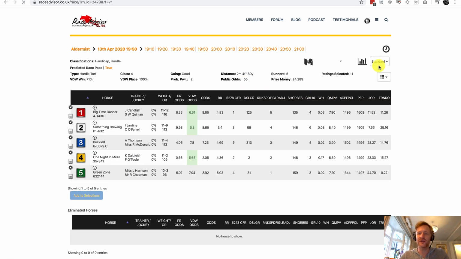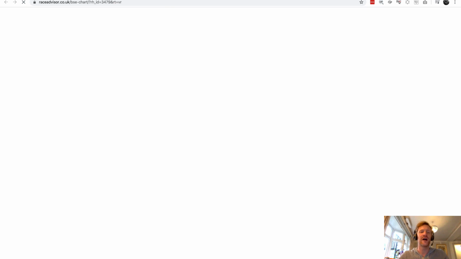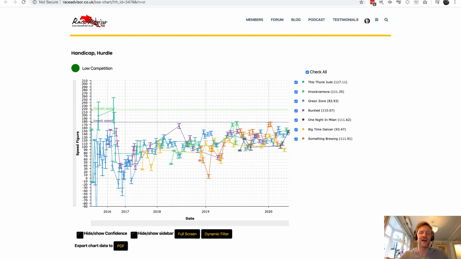And you can see that I've got a standard race card loaded. And this race is probably about 30 or so minutes away from taking place. So here we are at Aldermist, and obviously Aldermist is the Race Advisor's virtual racing, and it behaves like real racing. So all of the tools that we have here are the same as normal, from predicted pace to Monte Carlo simulators, to speed graphs, you name it. Everything here is exactly as it would be on a normal race.